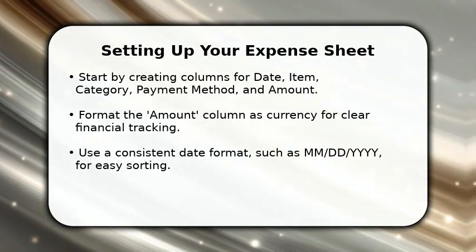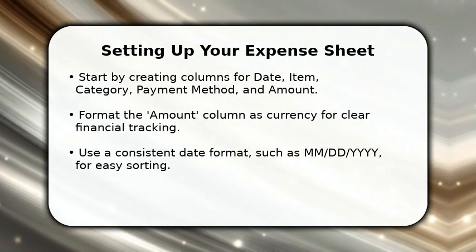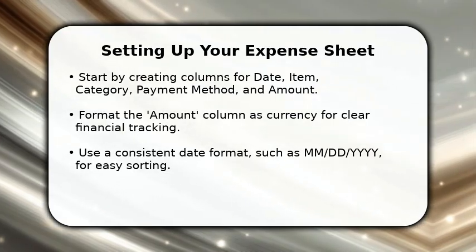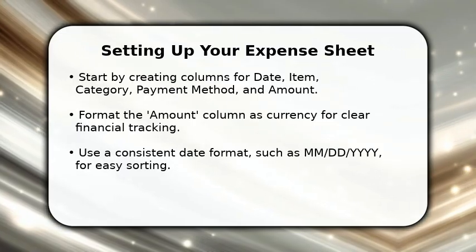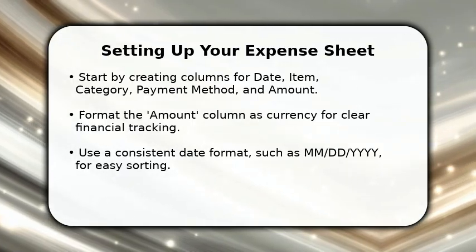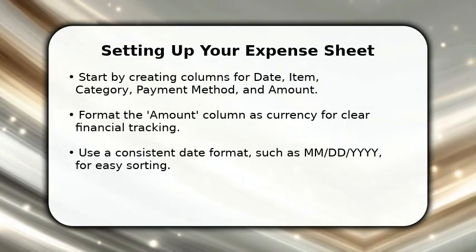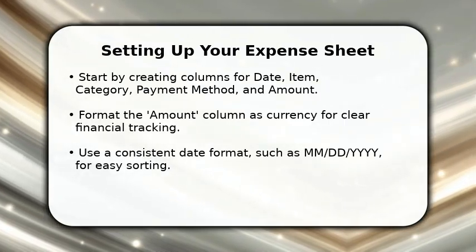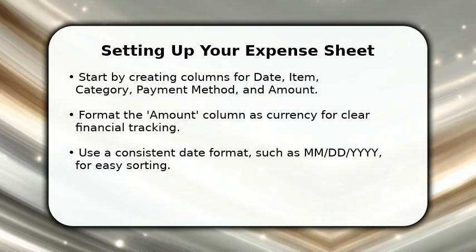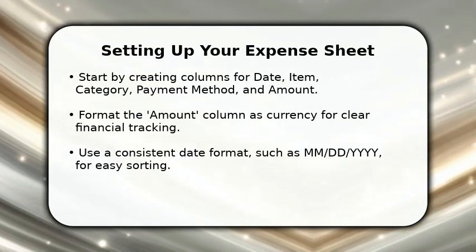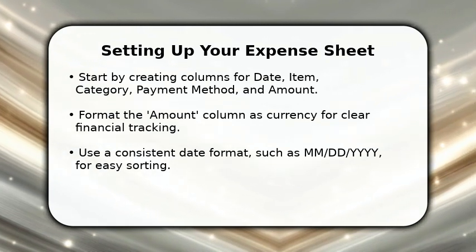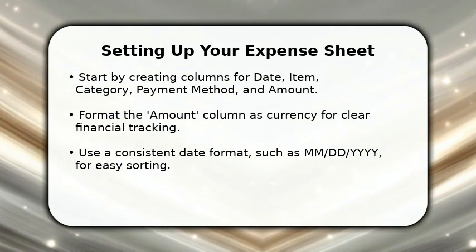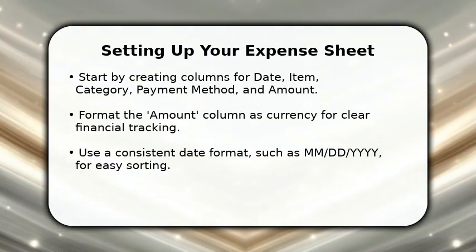Begin by creating 5 essential columns: date, item, category, payment method, and amount. It is crucial to format the amount column as currency, perhaps with 2 decimal places, to ensure accurate financial representation. Also, choose a consistent date format, like mm/dd/yy, for effortless sorting and analysis later on. This foundational step is key to an organized expense tracker.